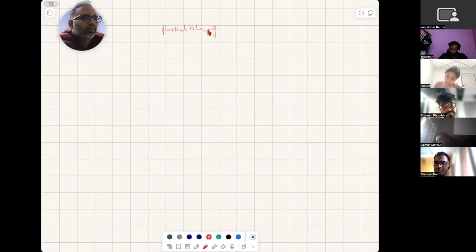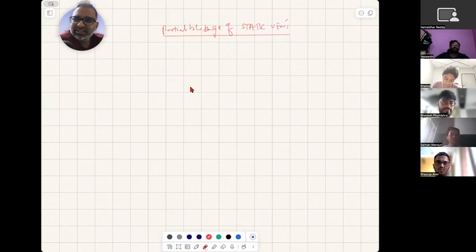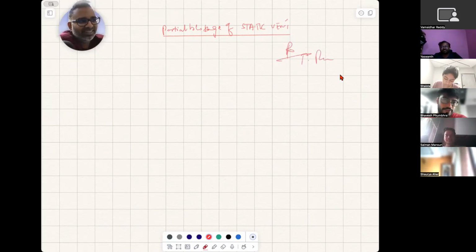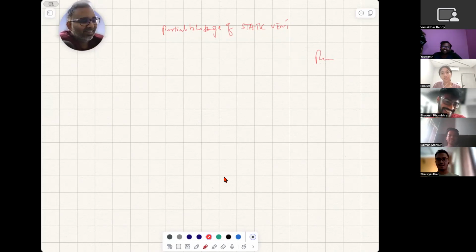So next, partial blockage of the static vent. Is my handwriting legible? Yes, sir. For a doctor, it's very good. You should see my writing in case sheets. For doctors itself, it is very bad. When you're giving prescriptions, is it Rantac, Rabeprazole, Paracetamol? Okay, fine.